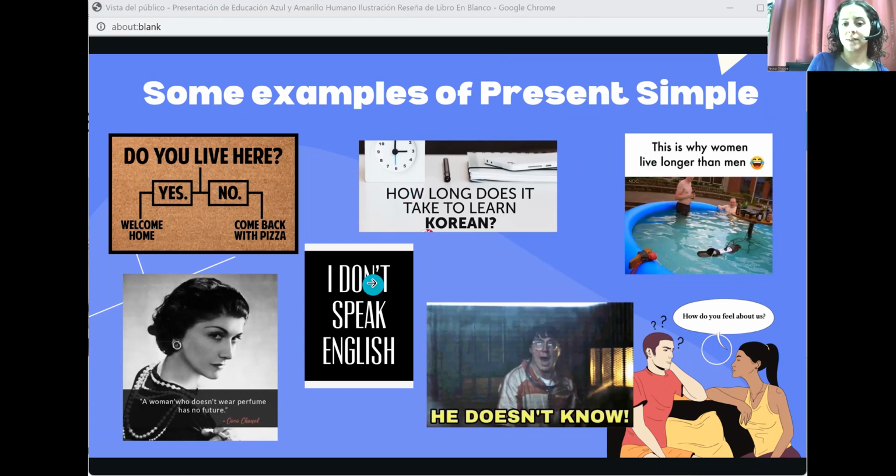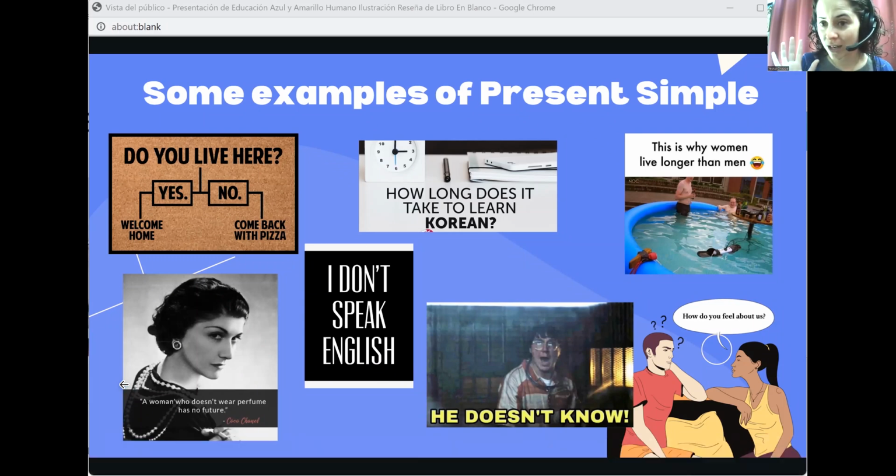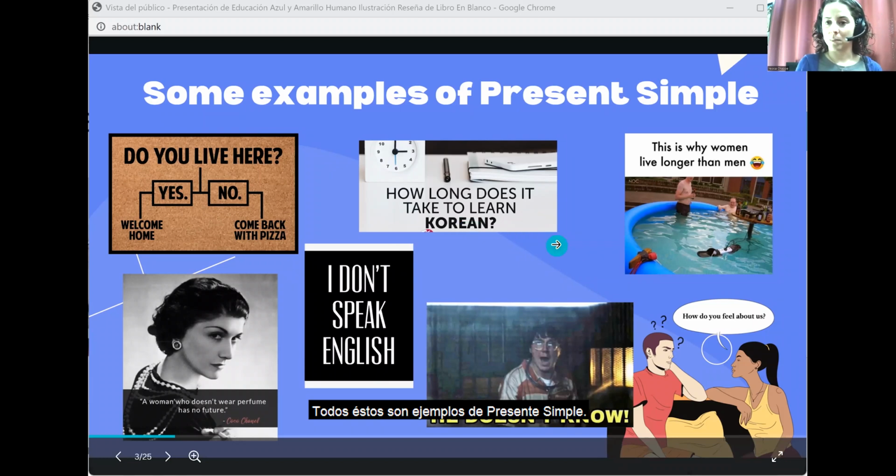We have affirmative sentences. This is why women live longer. Women live longer than men. We have negative. I don't speak English. He doesn't know. A woman who doesn't wear perfume has no future, according to Coco Chanel. All these are examples of present simple.